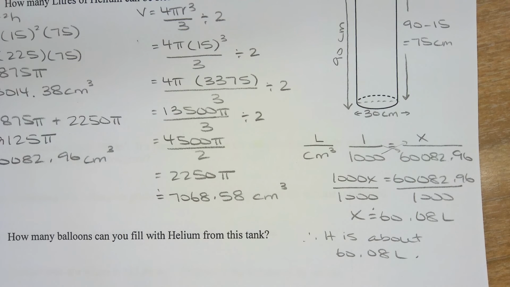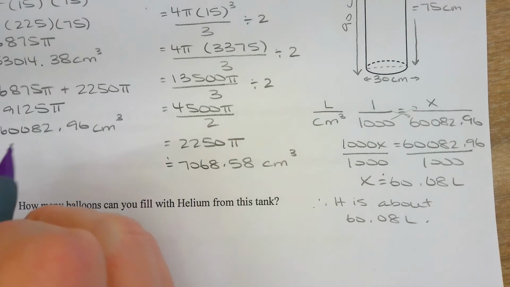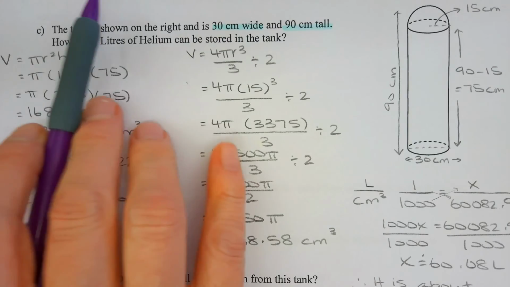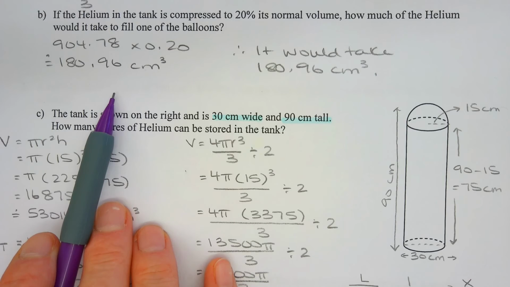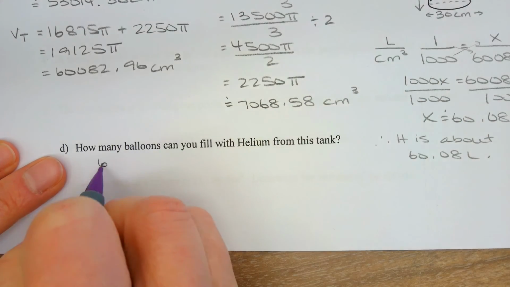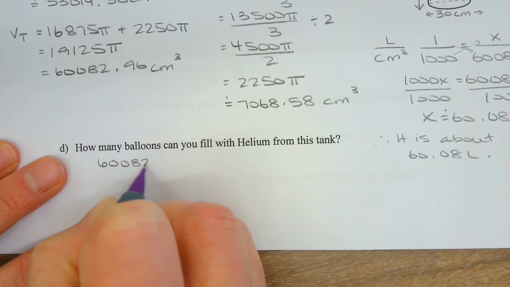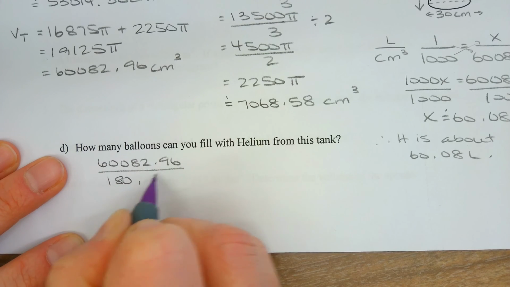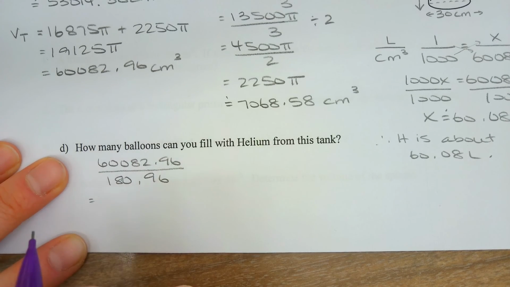Okay, so in part B, we found out how much one balloon would hold. Now we found out how much the entire tank would be. So we want to know how many balloons you can fill from the tank. I'm going to go back to this answer right here because this is in centimeters cubed, and the volume for my balloon is also in centimeters cubed. So I want to use those and compare them. I have 60,082.96 centimeters cubed, and I'm going to divide that by 180.96 centimeters cubed.